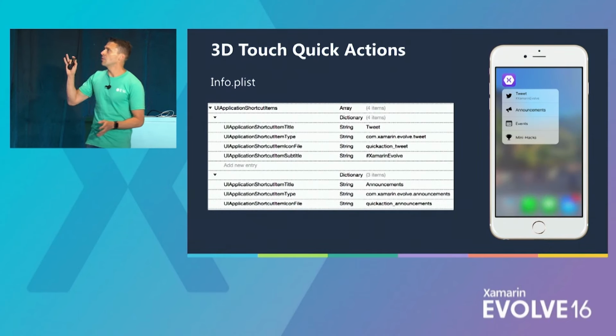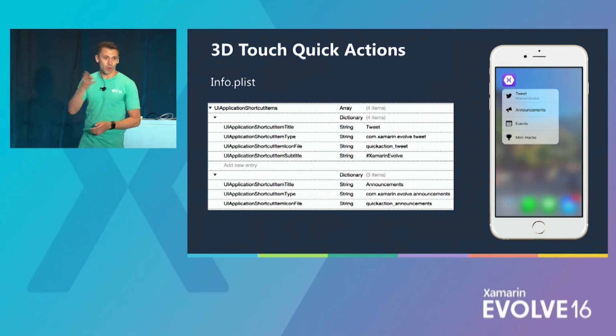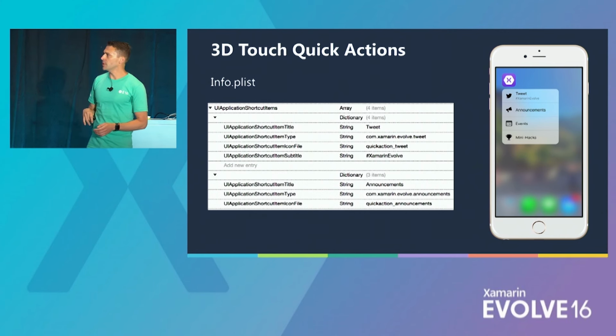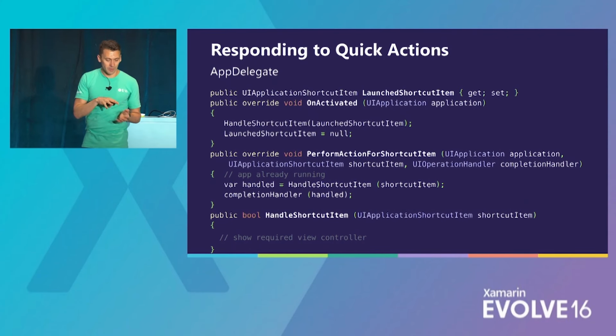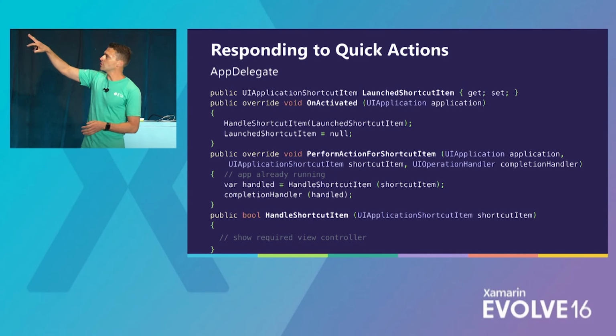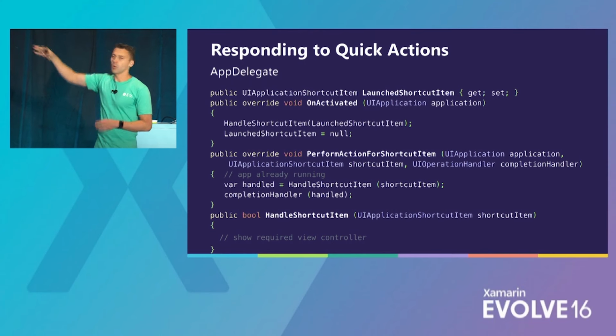And finally, I want to talk quickly about 3D Touch quick actions. Again, it's simple to set up. The Evolve app is doing this already, and you can check it out. Set up the tweet shortcut, and the menu shows on the screen when people push really hard. This time, we're not using continue user activity because the effect is happening actually in your application. So we have launch shortcut item, perform action for shortcut item, and handle shortcut item. The first two are called alternately.